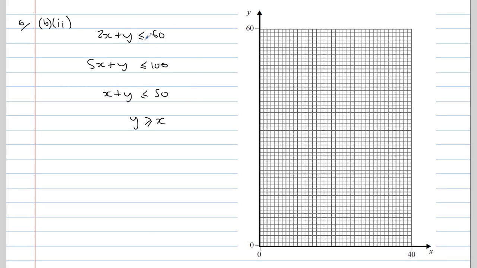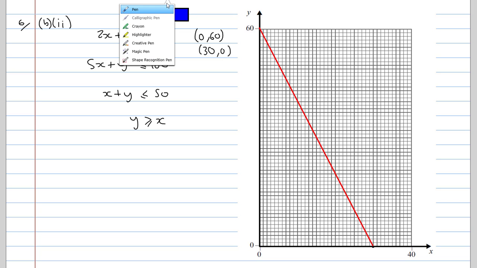We'll start by drawing 2x plus y is less than or equal to 60. To draw this line, I'm going to find the points where it crosses the axes, and to do that, first of all, I'm going to consider what happens when x equals 0, and that would mean that y equals 60. So the point 0, 60 must be on my line. And then when y equals 0, we get 2x equals 60, so x would be 30. So I need a line going through 0, 60 and 30, 0. And being as 2x plus y is less than or equal to 60, the region I'm interested in is the region below the line, so I shade out the other side of the line.